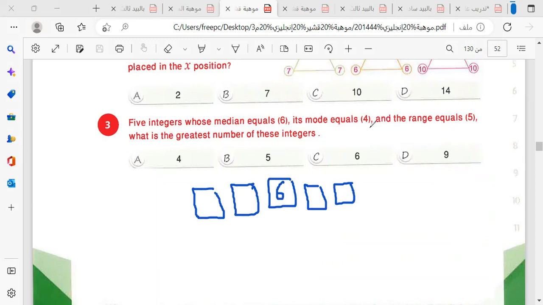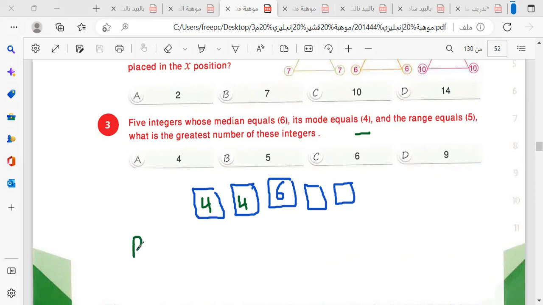Okay, its mode equals 4. What's mode? You know mode? Mode, that's the repeated number, more than once. So the mode, we write it here, it is 4. So we write, repeat it 2 times, 4, 4. Right. Now, and the range equals 5.